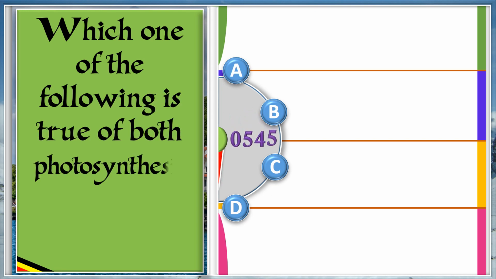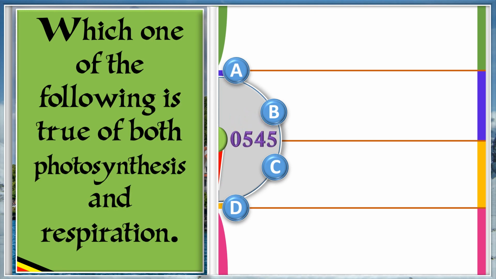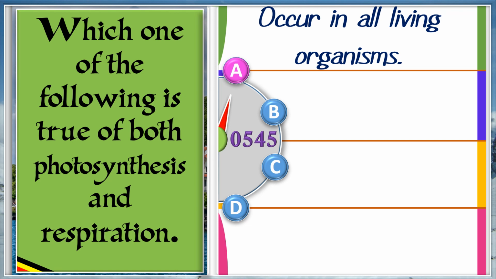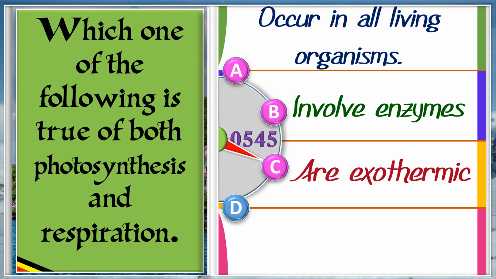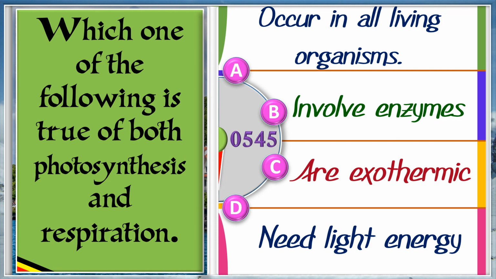Which one of the following is true of both photosynthesis and respiration? A. Occur in all living organisms. B. Involves enzymes. C. Are exothermic. D. Need light energy. And the answer is B. Involves enzymes.